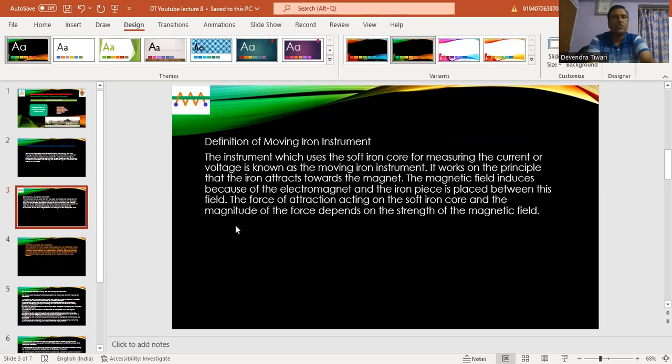Now we will come to the definition of moving iron instrument. What is a moving iron instrument? The instrument which uses the soft iron core for measuring the current or voltage is known as the moving iron instrument. It works on the principle that iron is attracted towards a magnet. The magnetic field is induced by the electromagnet, and the iron piece is placed in this field. The force of attraction acts on the soft iron core, and the magnitude of the force depends on the strength of the magnetic field.